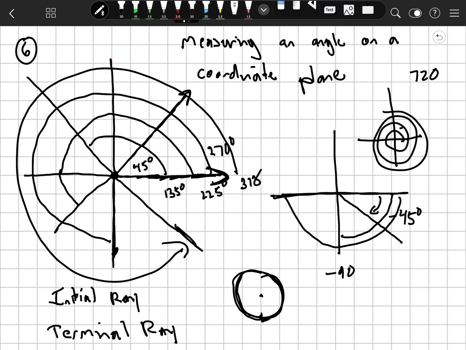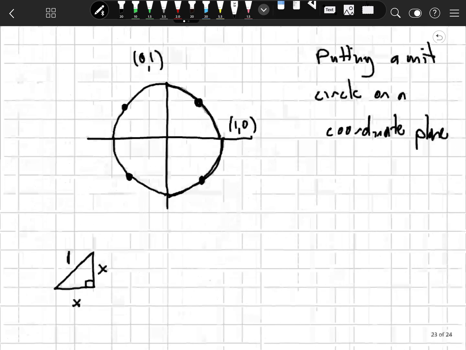So I hope this helps you get an idea how to plot angles on a coordinate plane. Just remember, your initial ray is always the one that shoots off the x-axis from the origin, and then your terminal ray. If you're going counterclockwise, your angle will be positive. If you're going clockwise, your angle will be negative. Let's look at the next page.